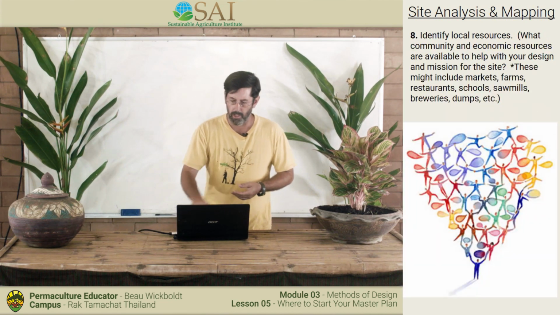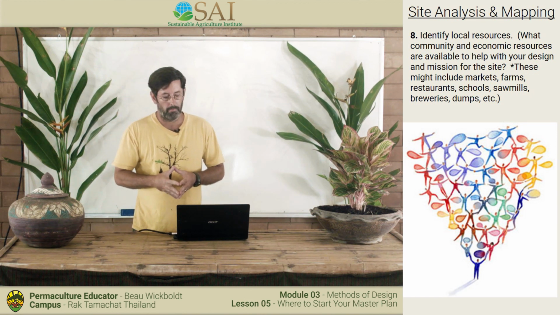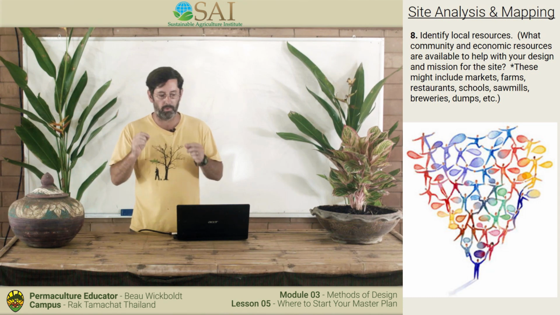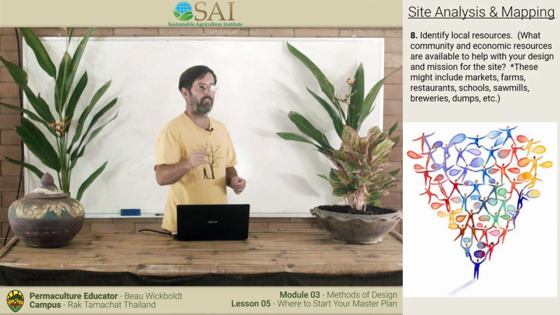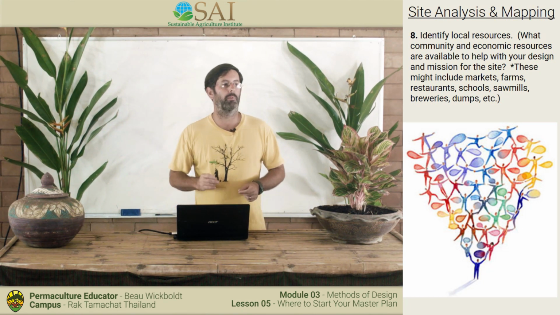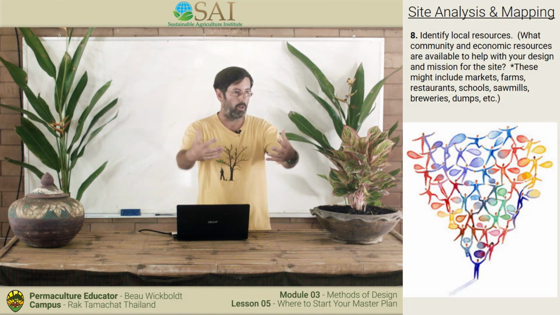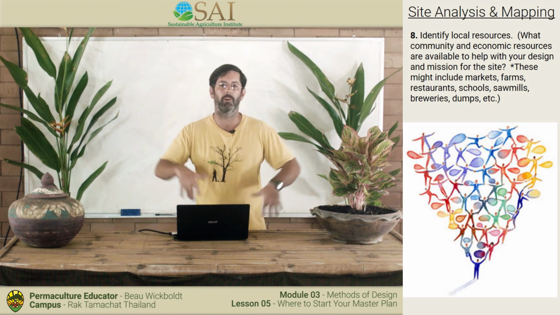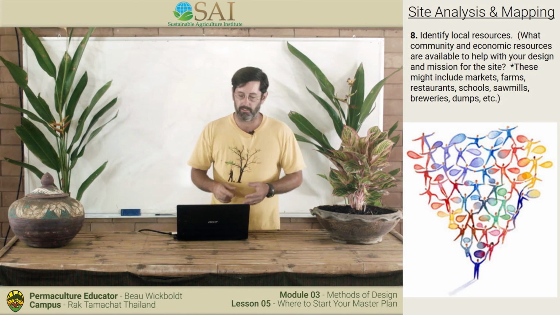Just think about it. So identify local resources. What community and economic resources are available to help with your design and the mission for your site? You don't need to do it all yourself. You have friends, you have family, you have community, and there's lots of people out there that want a sustainable future. Go ask, go integrate, go collect that, what we call network. What is your network? How are you going to integrate in that network? And people are willing to help you if you ask.